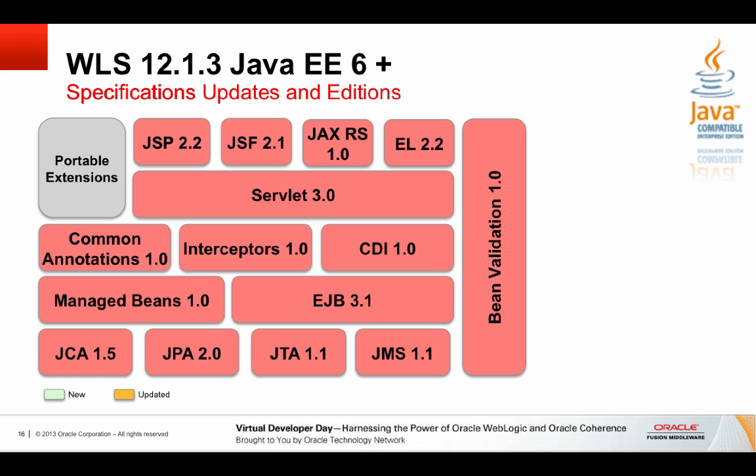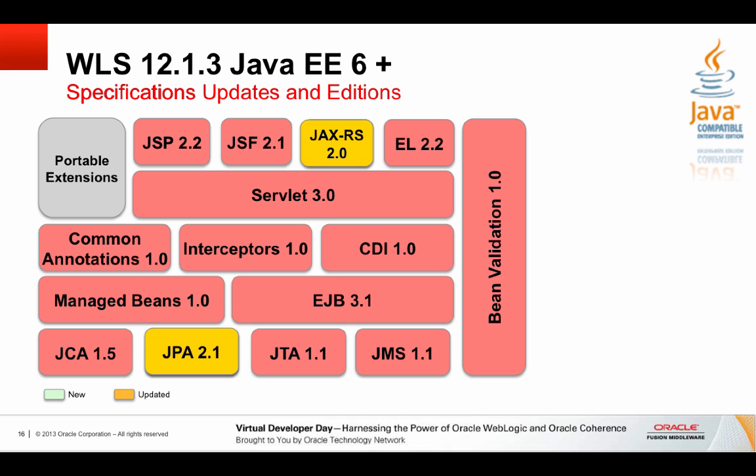Alright, so what have we done? As I've already mentioned, WebLogic Server 12.1.2 provided full platform support for Java EE6. What we've done with 12.1.3 is provide some targeted updates to provide new or updated specifications that we get quite a lot of requests for, and as you can see here, they've popped up in the yellow boxes.